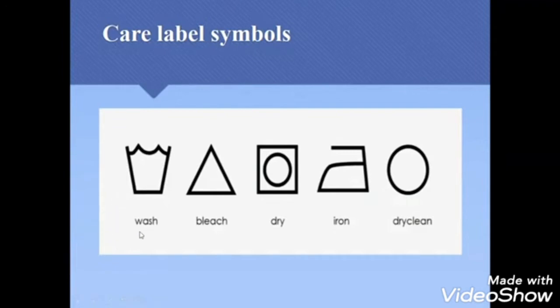International care label codes are based on 5 symbols. The first one is related to washing, which is indicated by a wash tub. This one indicates a bleaching symbol. This is a drying, which is represented by a circle enclosed in a square. Next is a ironing symbol, which is represented by an iron. And the last one is a dry cleaning, which is represented by a circle.